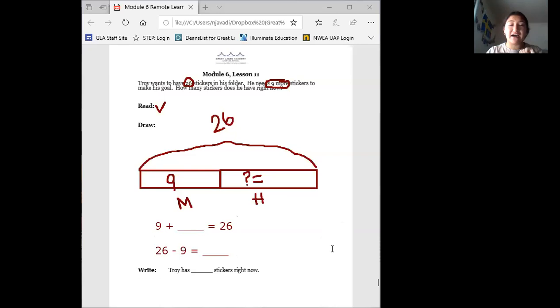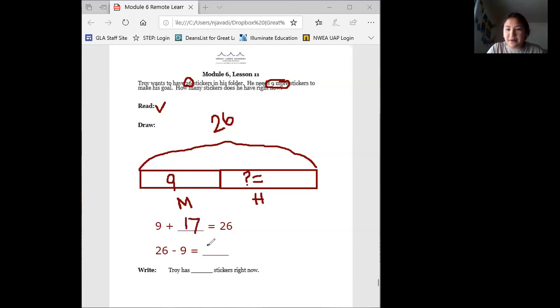I'm going to count down from 26 9 times. Do it with me. Grab 26, get ready, go. 26, 25, 24, 23, 22, 21, 20, 19, 18, 17. Stop. We've counted down 9 times. The number we landed at was 17. That tells me that our missing part is 17.